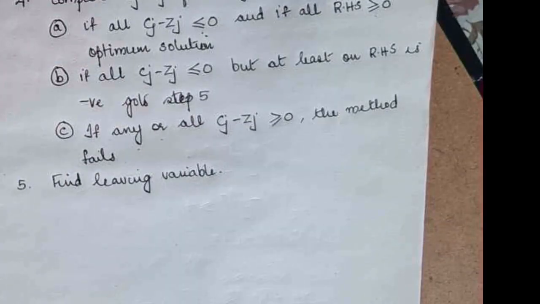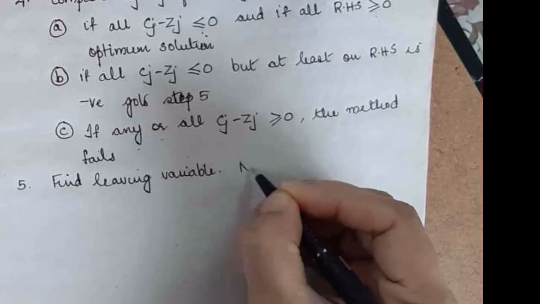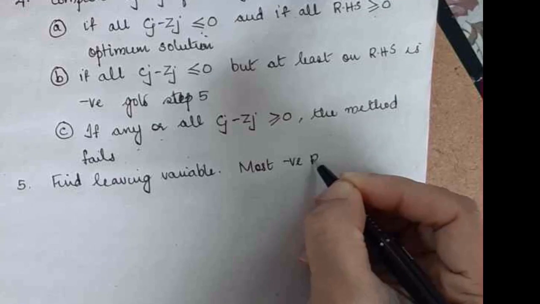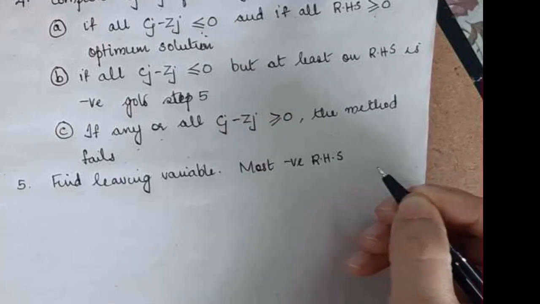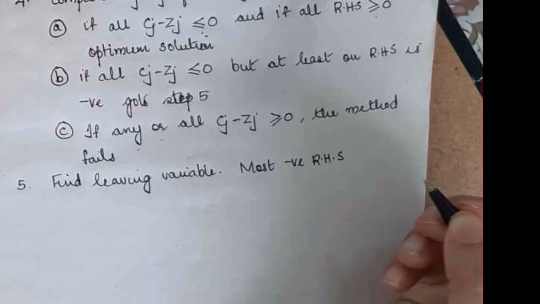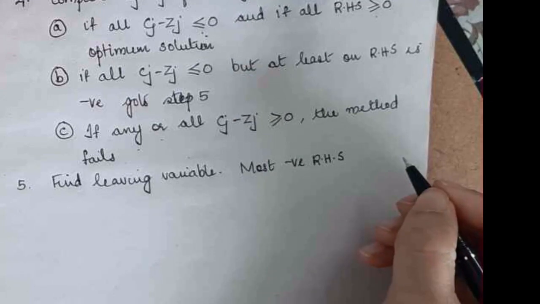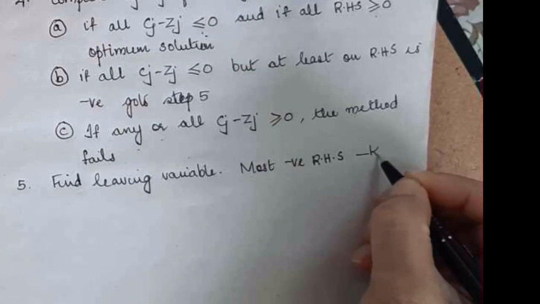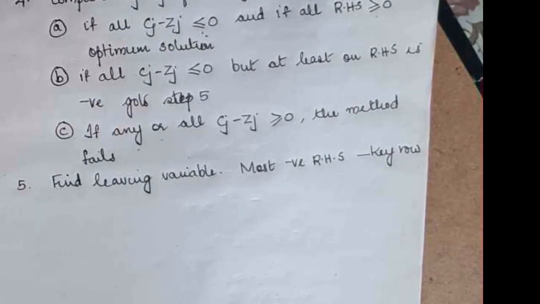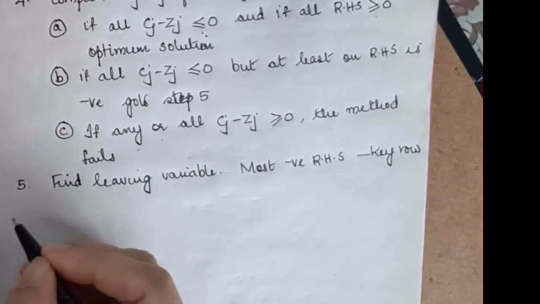Now, how do you find this? For this, you find the most negative value, negative RHS. We don't say ratio, that's why we are saying RHS. The most negative will be taken as the leaving variable. Now that will form the key row. Ratio, we don't find it on the right side now, we find it down.